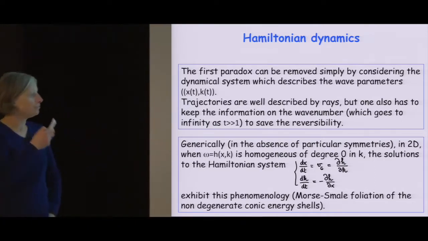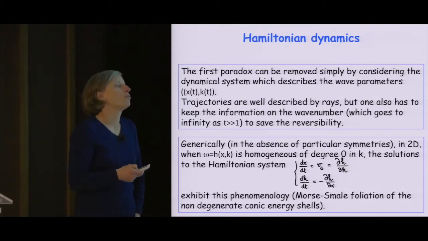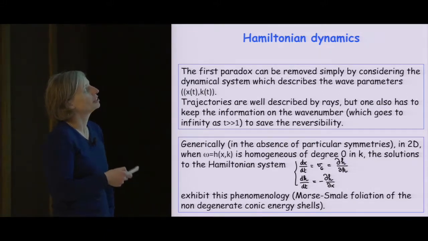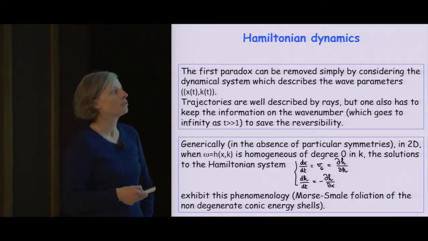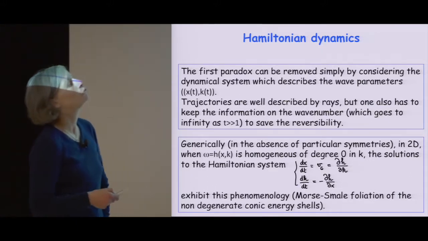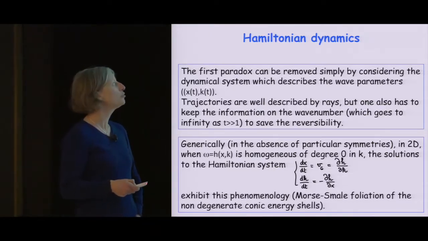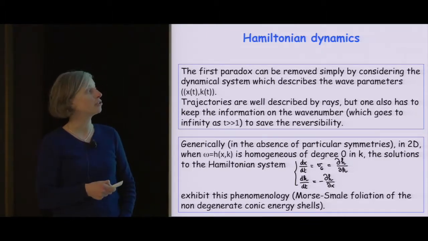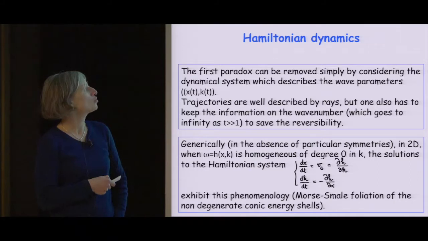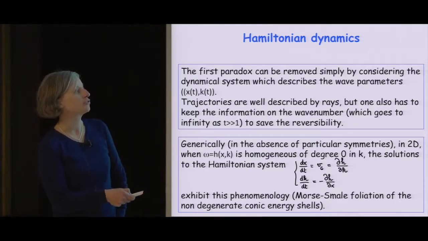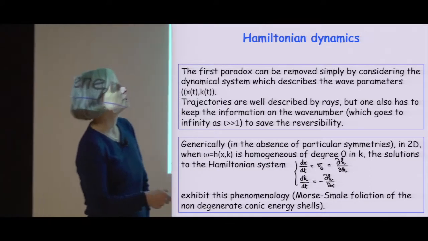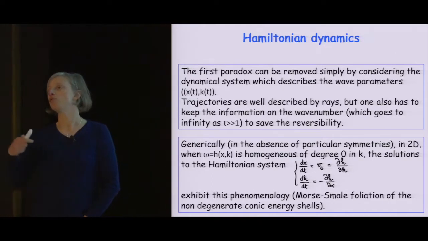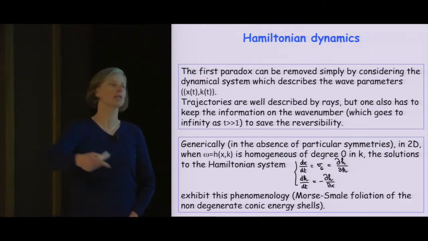And so now, what you can prove is that, generically, and I will not discuss this notion of generically, essentially you need that there should not be too many symmetries. If you are in 2D, and if the dispersion relation is homogeneous of degree zero in k, then the solution of the Hamiltonian system, dx/dt = dH/dk and dk/dt = -dH/dx, always exhibits this phenomenology with an attractor.